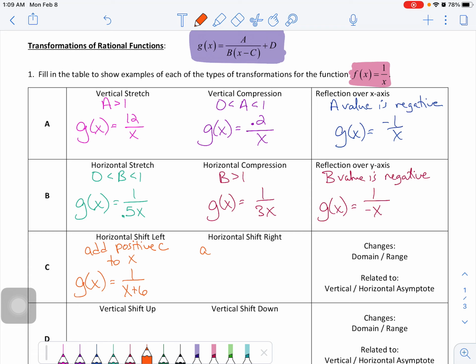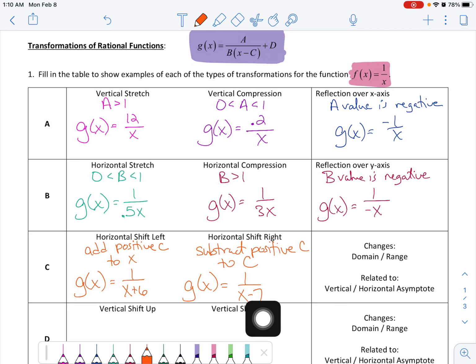Horizontal shift to the right, we're going to subtract a positive c from x. So let's say we do g of x is equal to 1 over x minus 7. So subtracting 7 from x is actually going to push this graph to the right 7 units.